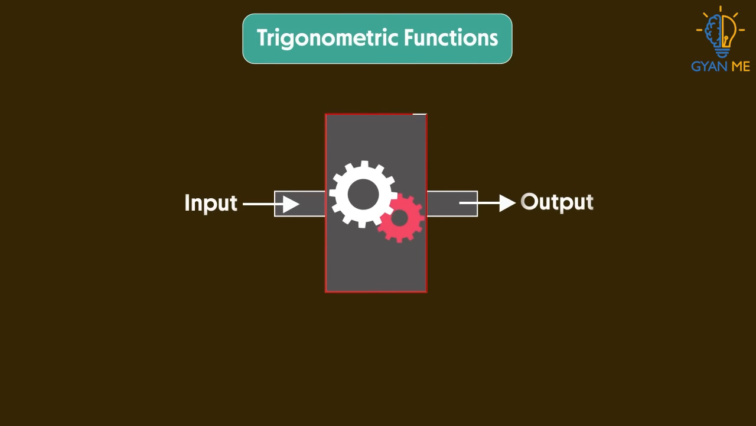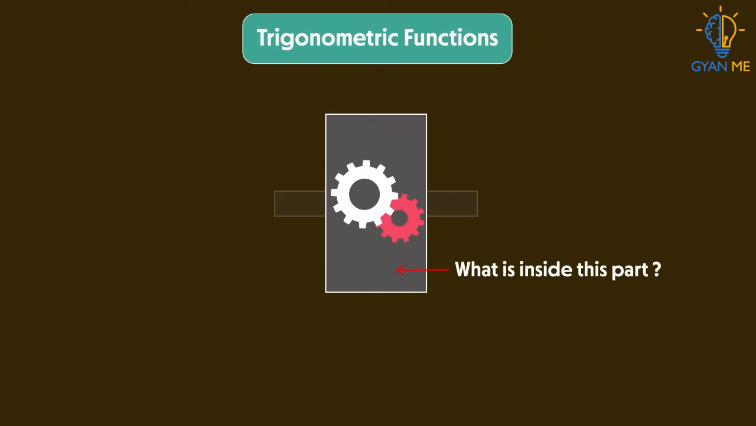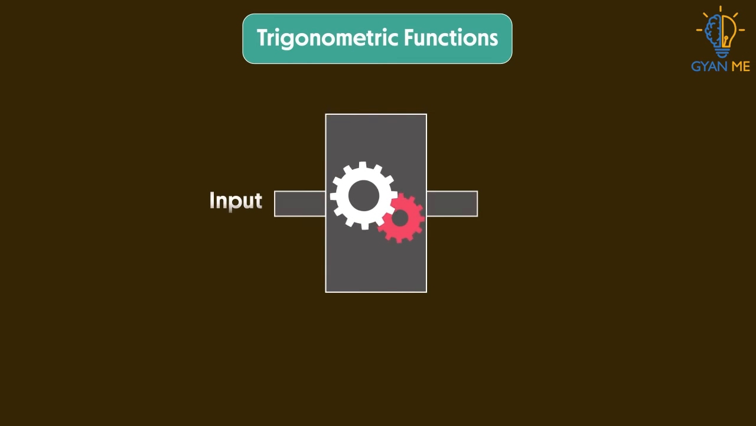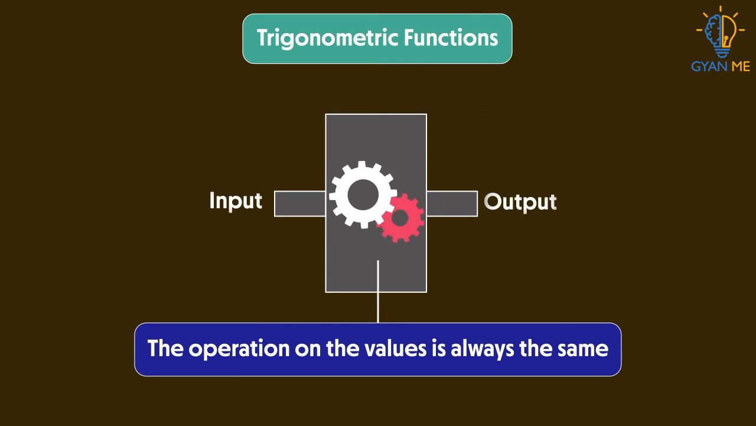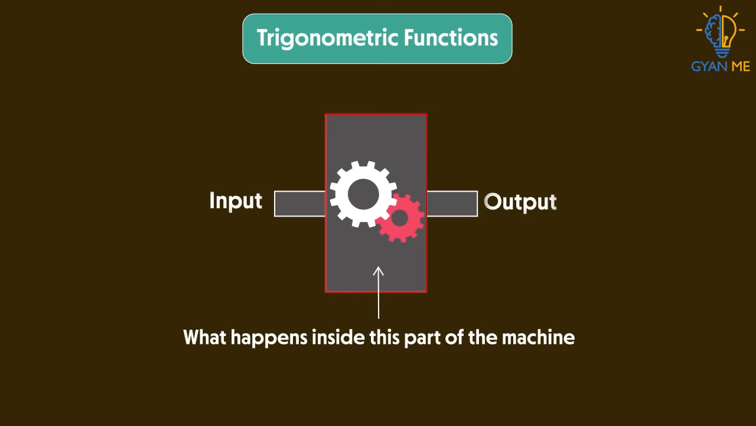Say the function is like this, a machine. Here is the input and here is the output. In this machine, what matters is what is inside this part. That is, how it is processed. Inputs and outputs may change with values, so they are not that important. But the operation on values is always the same, and that is the important part. So what matters is what happens inside this part of the machine. That is what operates on these values.